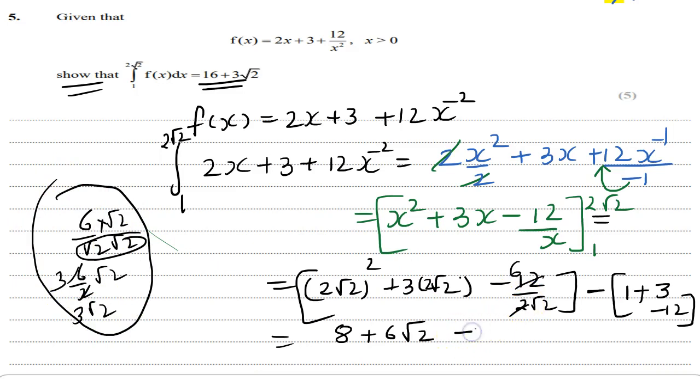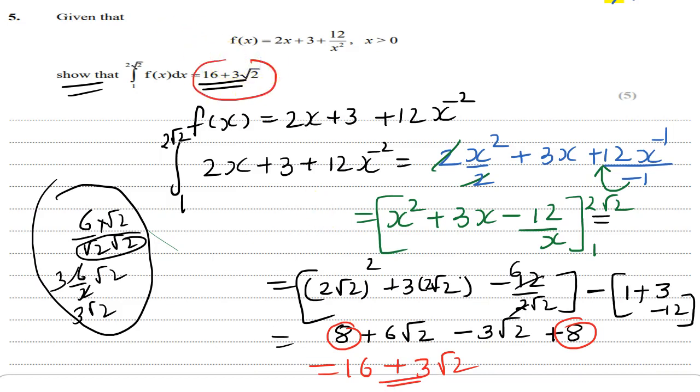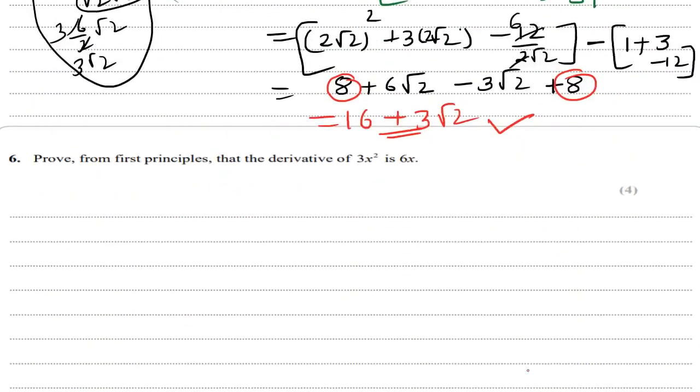So 8 plus 6 root 2 minus 3 root 2, and this side is plus 8. 4 minus 12 is minus 8, and minus minus becomes plus 8. So 8 and 8 becomes 16, and 6 root 2 minus 3 root 2 is 3 root 2, and that is your answer which you need to show, 16 plus 3 root 2. Nice and easy.